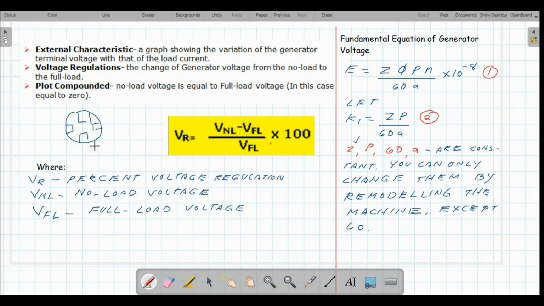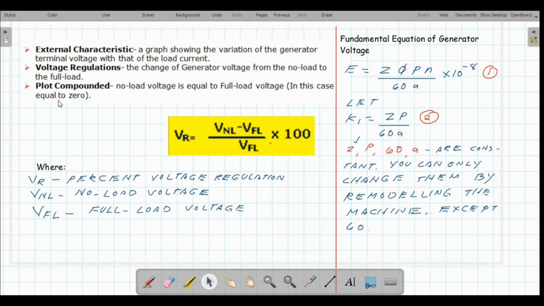Pag nagbukas ka ng motor or generator at nakita mong nakausli yung mga magnet poles, ibig sabihin DC machine yun. Naka-fix ang magnet poles ng DC machine. Hindi katulad sa AC, pwede mo siyang bago-baguhin. Pwede mo gawin 2 poles, 4 poles, 6 poles, depende sa design na gusto mo at depende rin sa bilis na kailangan mo.